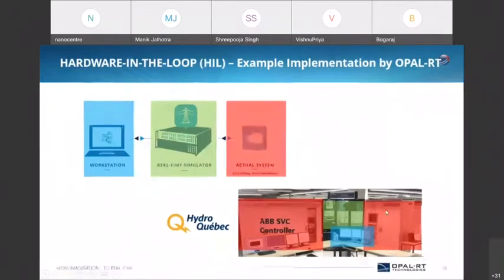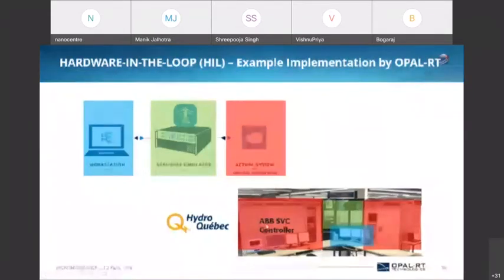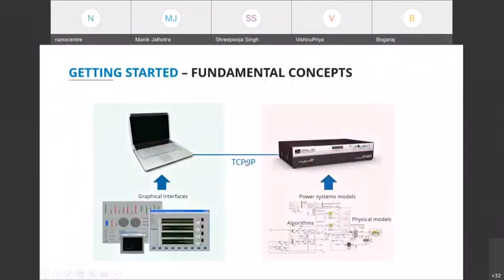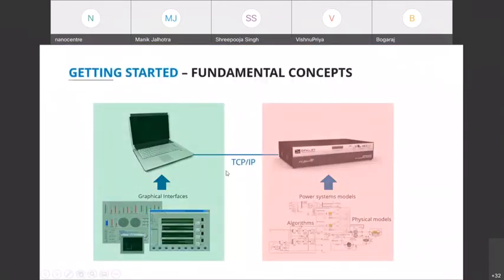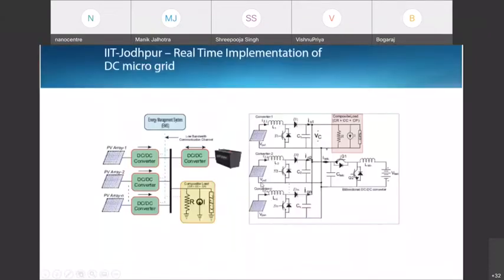We can see in this example the industry study done by ABB. We can see the color mapping. The workstation is represented over here, and the real-time simulator is over here. This is where they developed their model, and the entire controller was on the physical side. This is how the integration was achieved between a workstation, a real-time simulator and a controller.